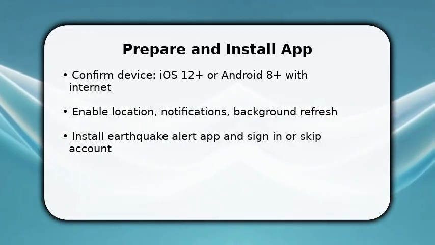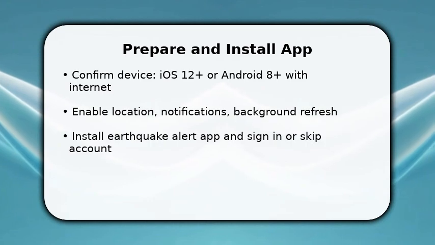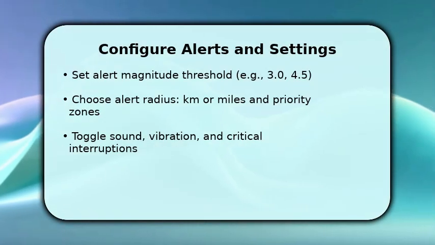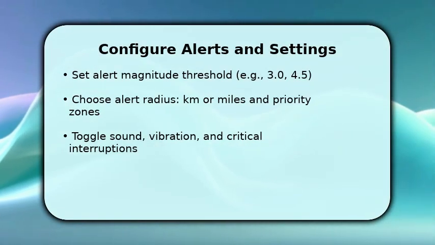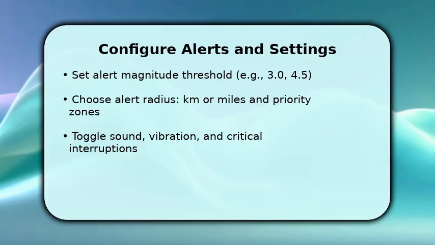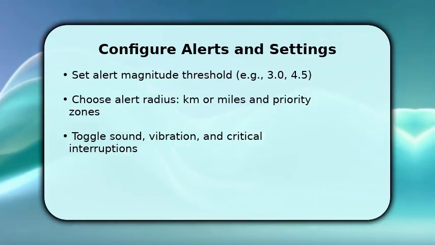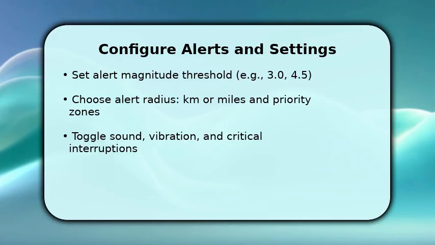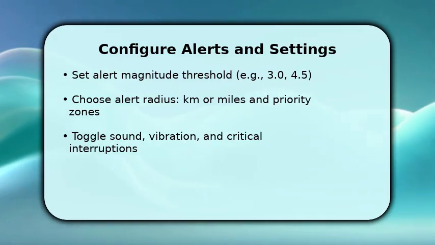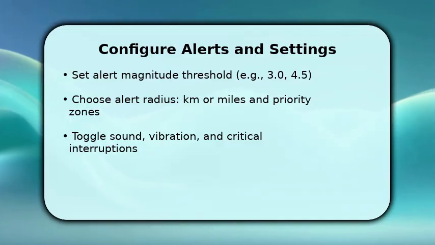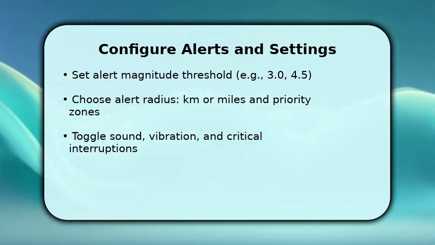Next, configure how the app notifies you and why those settings matter. Choose a magnitude threshold that balances noise versus relevance. Lower values give more alerts, higher values reduce false alarms. Set your alert radius to cover your home, work, and commute routes. Once you set sound, vibration, and critical interruptions, the app can override Do Not Disturb when necessary.